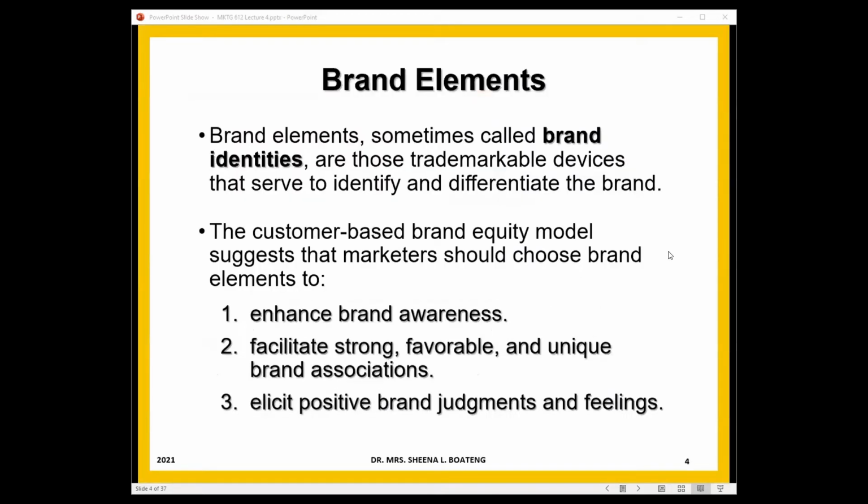What are brand elements? Brand elements, sometimes called brand identities, because depending on the elements that the firm chooses and puts together, they end up becoming the means by which that particular brand is identified. And therefore, we also refer to brand elements as brand identities, because of the explanation that I just gave. So brand elements or brand identities, we say, are those trademarkable devices that serve to identify and differentiate the brand.